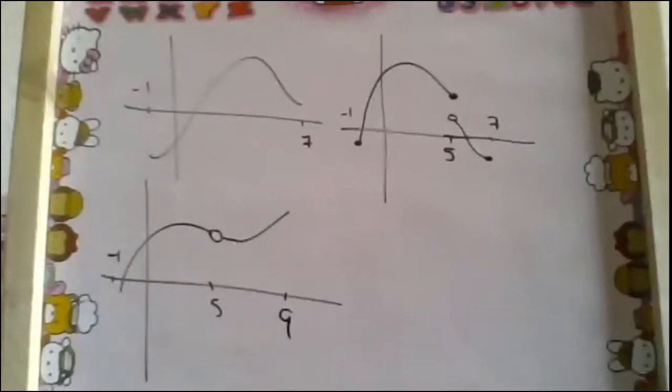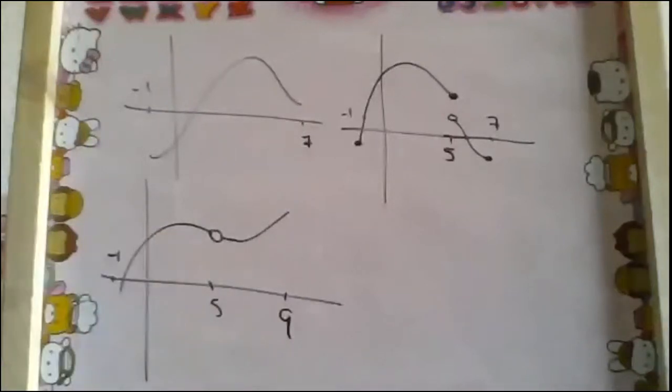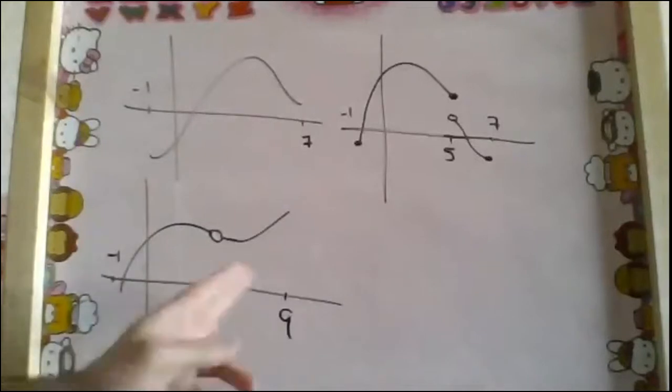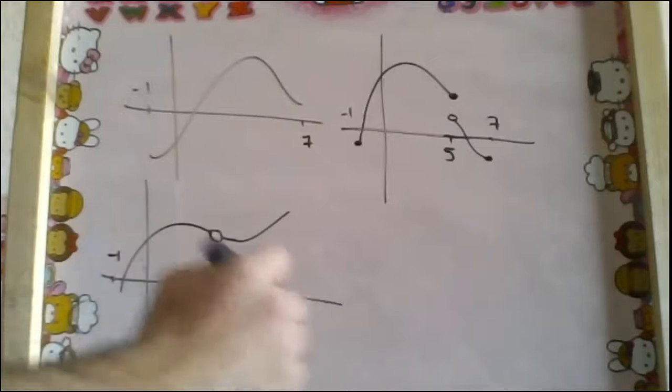What do we say about the 5? It's a value of x. The function here is not continuous at x equal 5, and the domain doesn't include 5. It's -1 to 5 union 5 to 7, an open interval at 5.